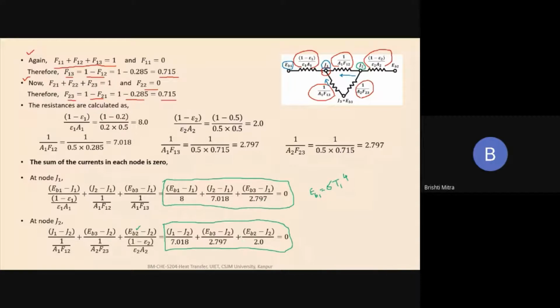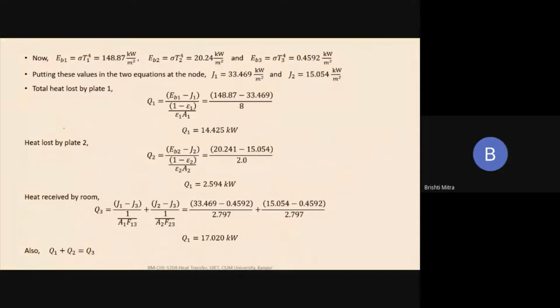And EB2 is sigma T2 to the power 4. Since we know the values of T1, T2 and T3, we can put in these values and show that EB1 is sigma T1 to the power 4. This is what is coming out. That is 148.87 kilowatt per meter square. EB2 is 20.24 kilowatt per meter square. And EB3 is 0.4592 kilowatt per meter square.